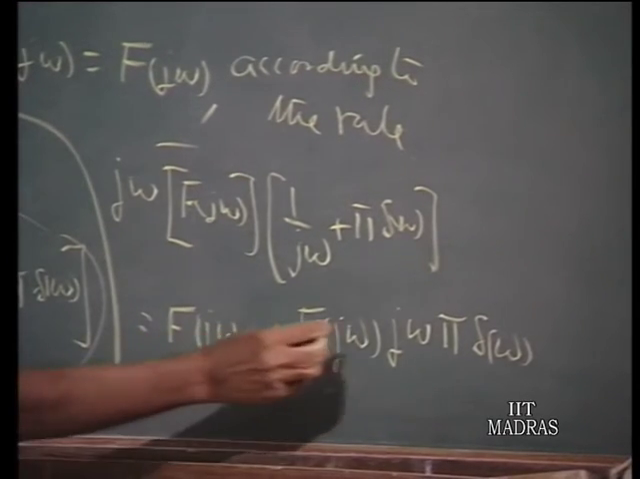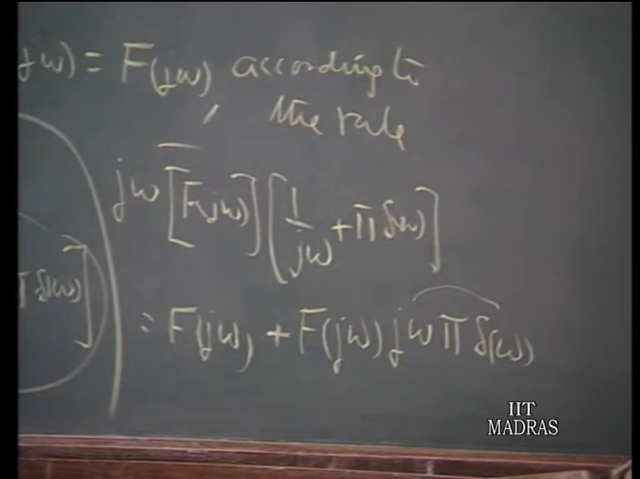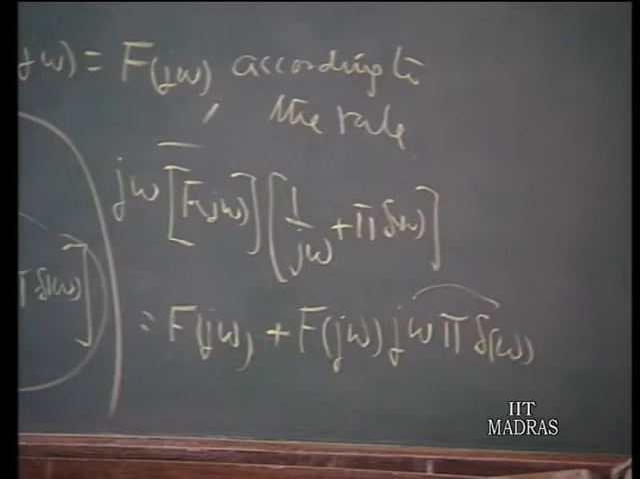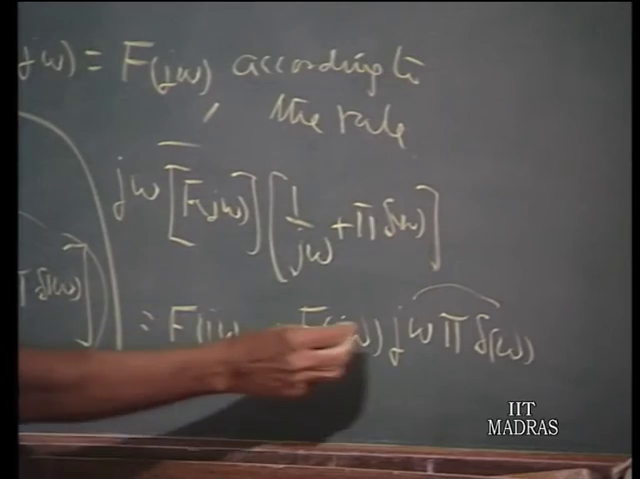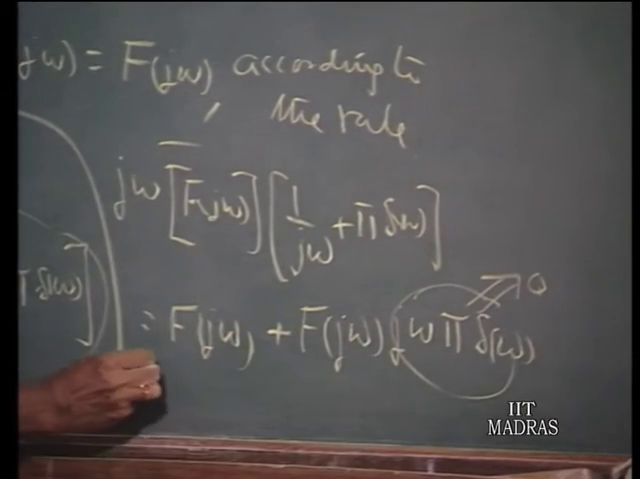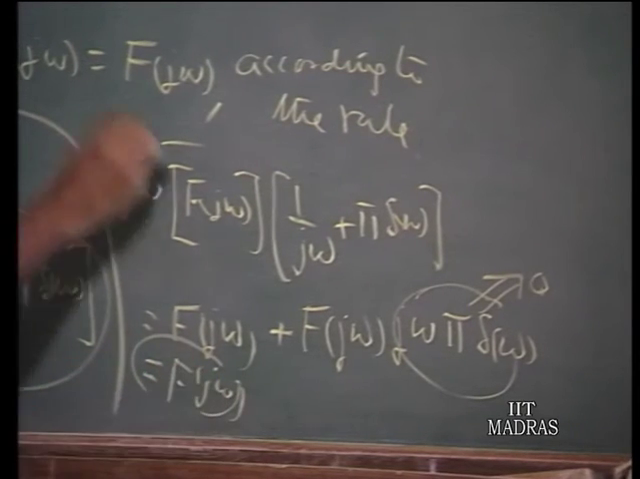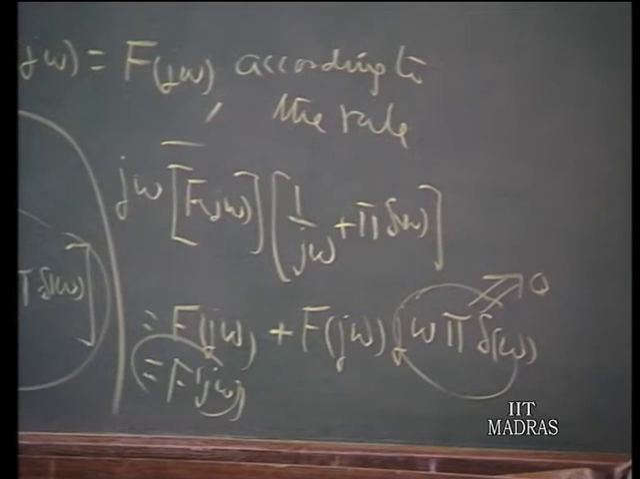But we observe that omega times delta omega is 0, because any function multiplying delta omega will be equal to that function evaluated at omega equals 0 multiplied by delta omega. Therefore, since this quantity goes to 0, this is indeed equal to f of j omega. There is no incompatibility; this is quite all right, it is consistent with the rule for differentiation that we have already derived.